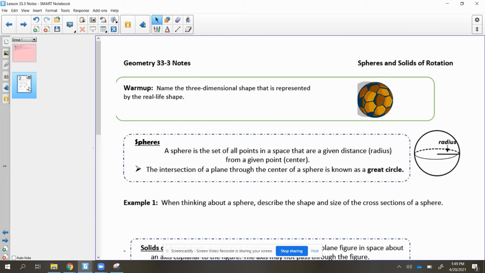So, looking here in a little warm-up section, what is the name of this three-dimensional figure that is being represented by this real-life soccer ball? Hopefully, you said it is a sphere.